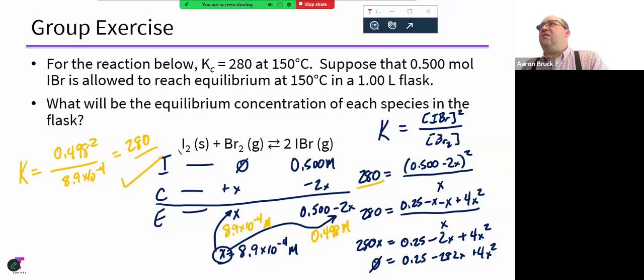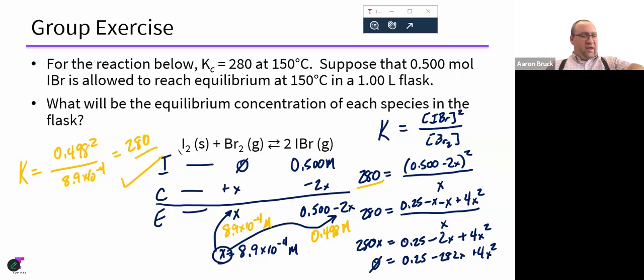All right, any questions with this problem? Okay, let's go ahead and take a break. It's 9:10. Let's come back at 9:20. We'll do some more ICE tables. I'll also show you a shortcut method that we can use when our equilibrium constants are small relative to our concentrations at the beginning.